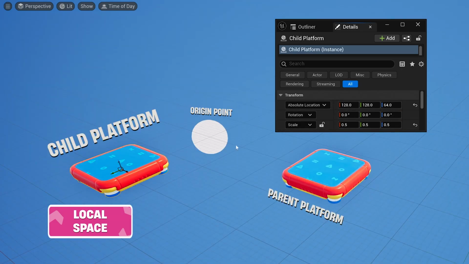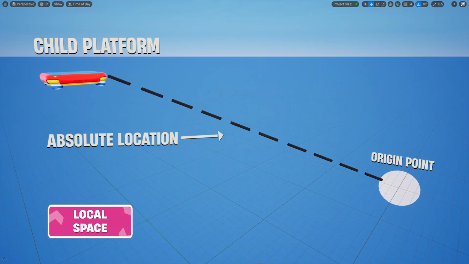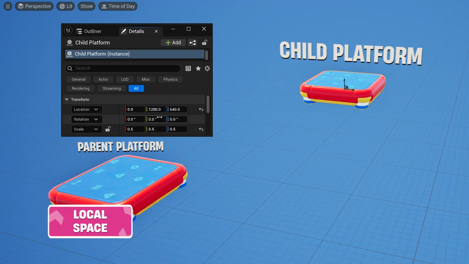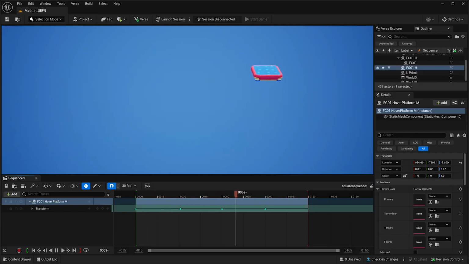The same is true for the child platform's world location, but notice that its relative location is different. That's because instead of calculating its position relative to the origin, the child platform is checking where it is relative to the parent platform. In this case, the child is 1,280 units to the right and 640 units above the parent. Understanding the 2 location types is key when trying to translate props, especially when using animations.